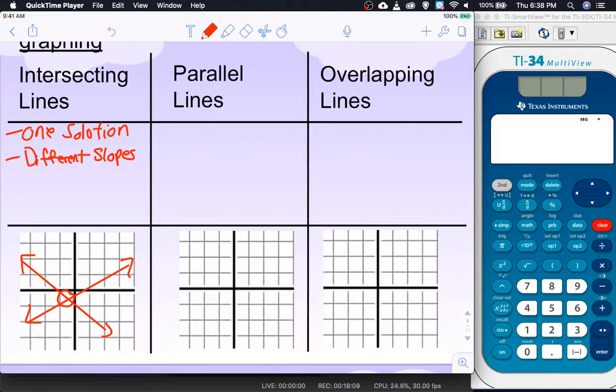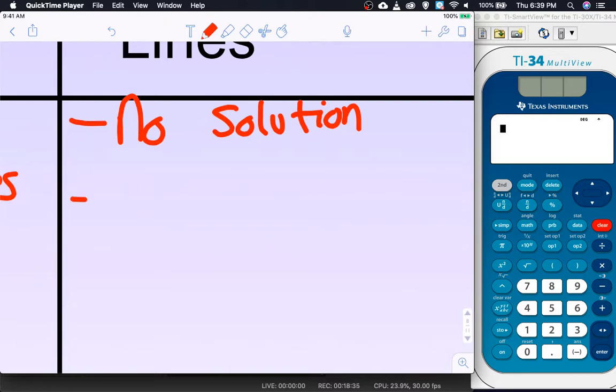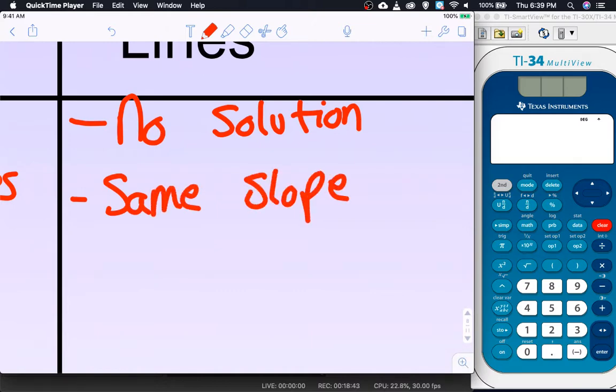Okay, parallel lines. I'm going to draw parallel lines. Using the magic of technology, I'm going to cheat because I'm going to just copy and paste this one. Copy, paste. Did it paste? There it is. So those two lines are parallel. Things I know about them. They have no solution. What else do I know about parallel lines? I know parallel lines have the same slope. That's what makes them kind of go in the same direction. But they have a different y-intercept.